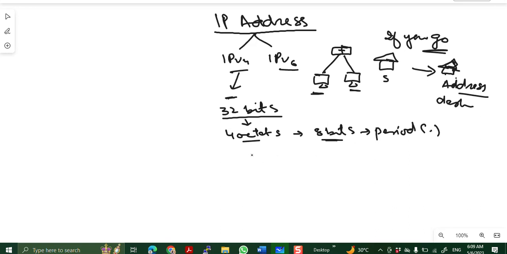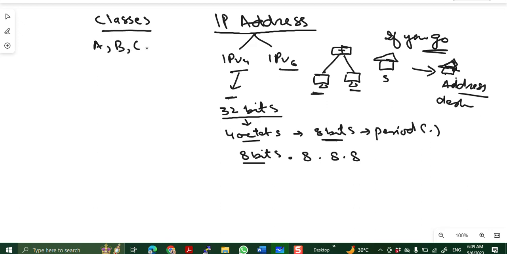If I am writing an IP version 4 address, 8 bits will be in the first octet, then there is a dot, a period, then 8, then 8, and then 8 in the fourth octet. These are the bits or octets in an IP address. Furthermore, these version 4 IP addresses are divided into 5 classes. There is a concept of classes in IP version 4. The first class is A, the second is B, then C, D, and E. These are the 5 classes in IP version 4 addresses.